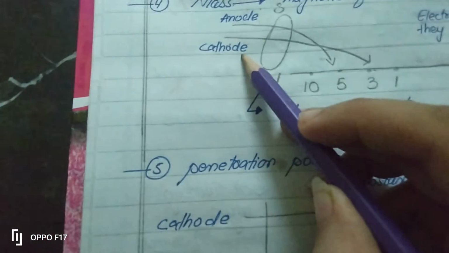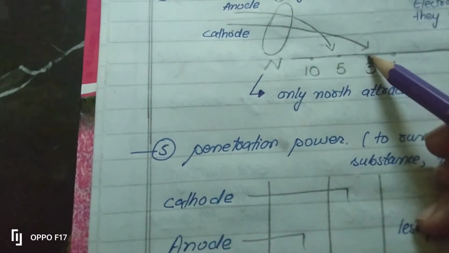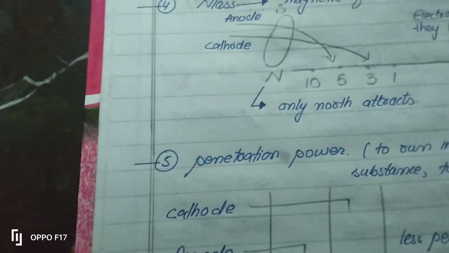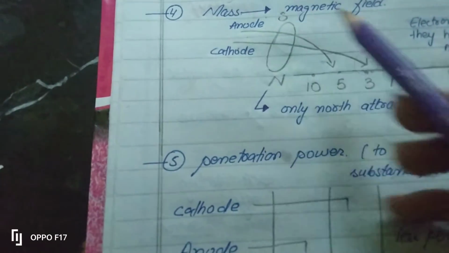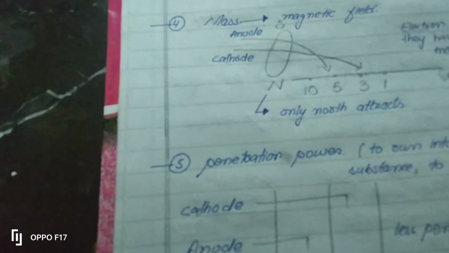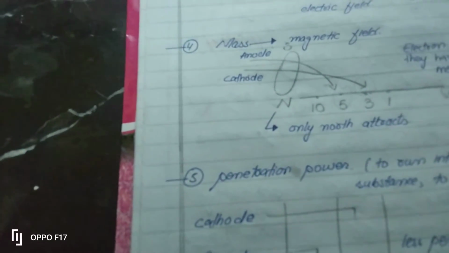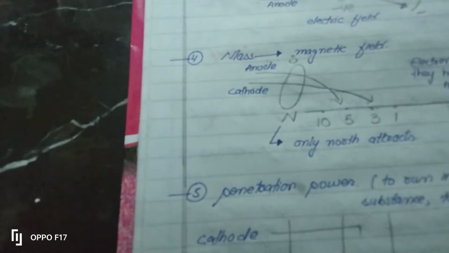So the cathode is deflected, is placed over here, and here the measurement is 3, which is quite less. But when we placed the anode, it is placed at 5, which is heavier than the cathode. So it means that the positive rays or positive particles have higher mass than the cathode particles.